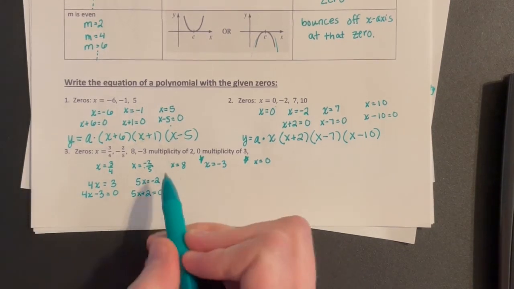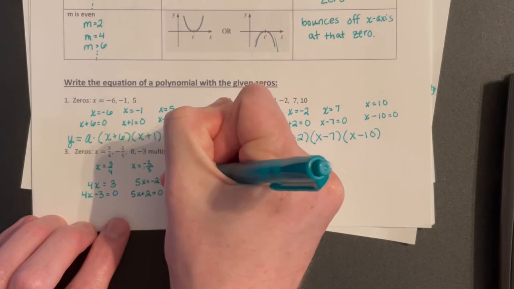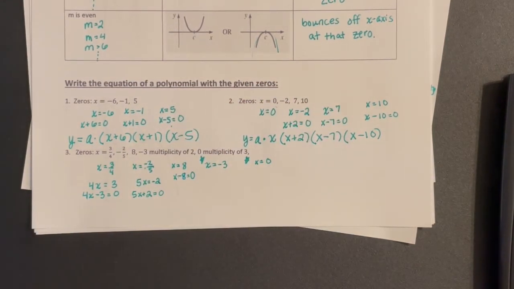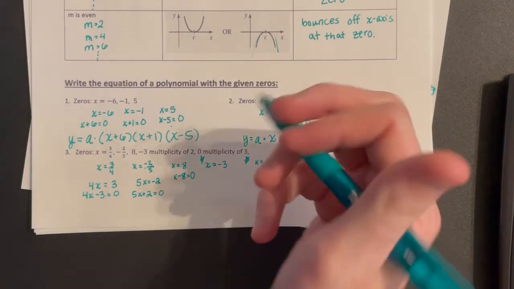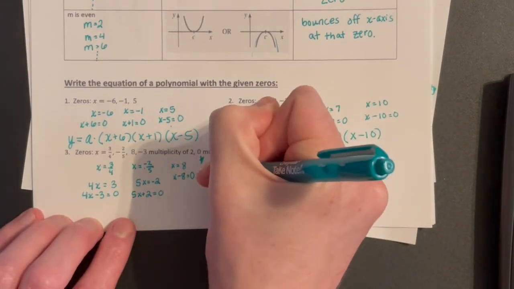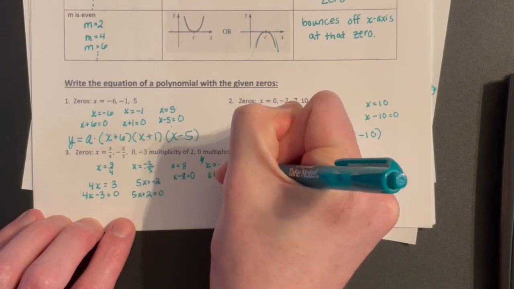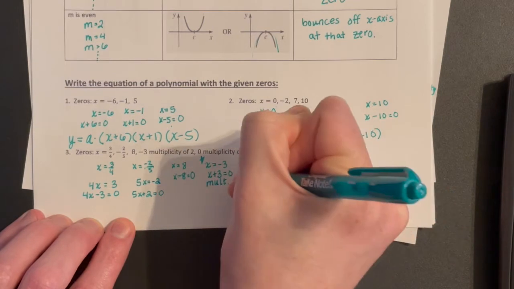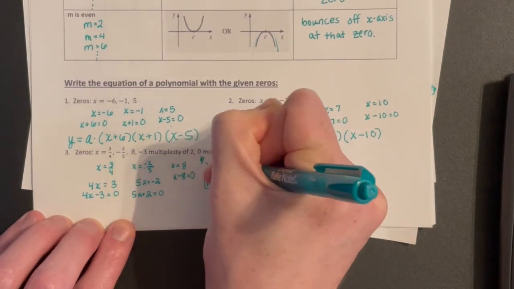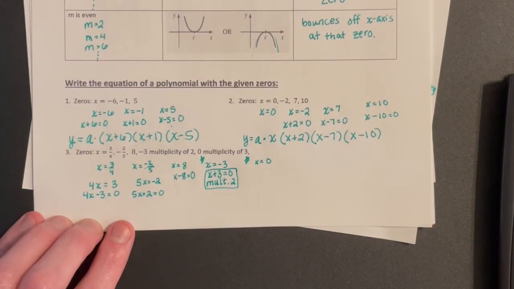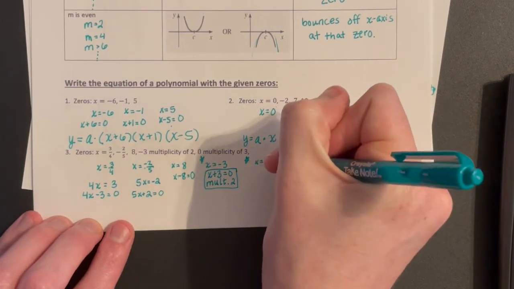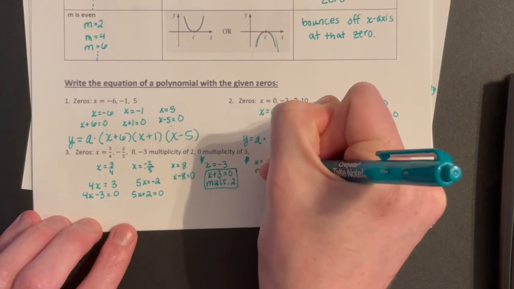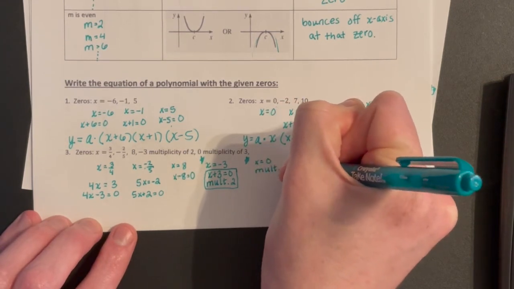x equals 8 is just easier because we've been doing that: when I subtract 8, x minus 8 equals 0. There's nothing else there. For x equals -3, if I add 3 to the other side, I get x plus 3 equals 0. But we need to remember this has a multiplicity of 2, so keep that in mind when we're writing this out in factored form. x equals 0 has nothing I need to do to it, but it does have a multiplicity of 3.